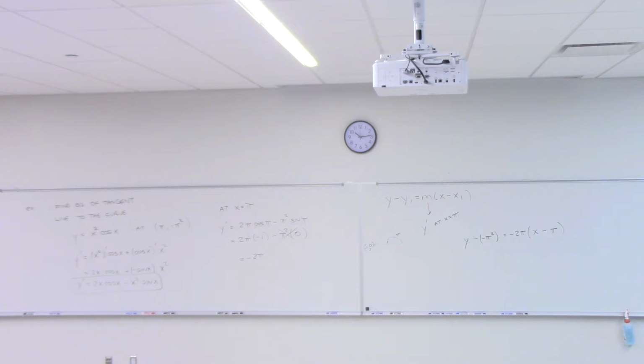You see where we are? And then we got the equation of the line to be y minus minus, that's going to be a double negative. Yes. So y plus pi squared equals negative 2 pi, x minus pi. There it is. We have found the equation of the line that is tangent to that curve at that point.